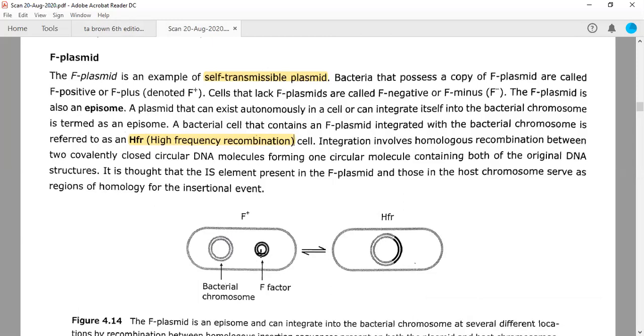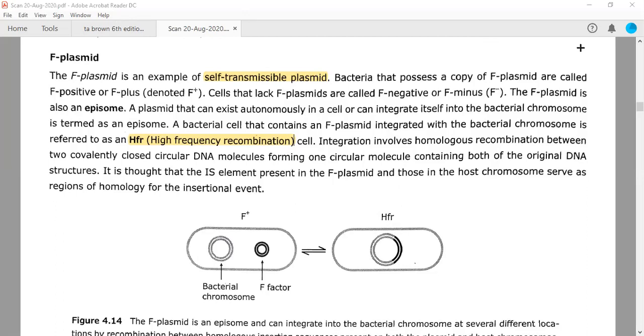Suppose this F plasmid has one oriT, an origin of transfer. Relaxase will come and cleave the double-stranded DNA at the oriT and bind to the 5' end of the chromosome. Let me annotate this if you are not able to understand. This relaxase enzyme will help the complete chromosome to transfer from one bacterial cell into another.